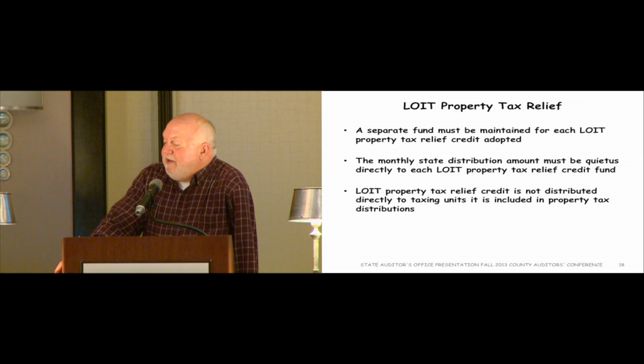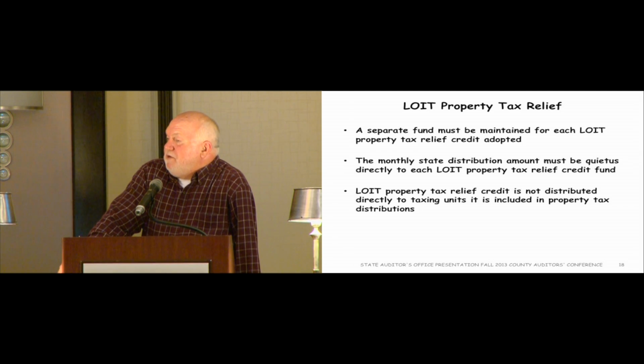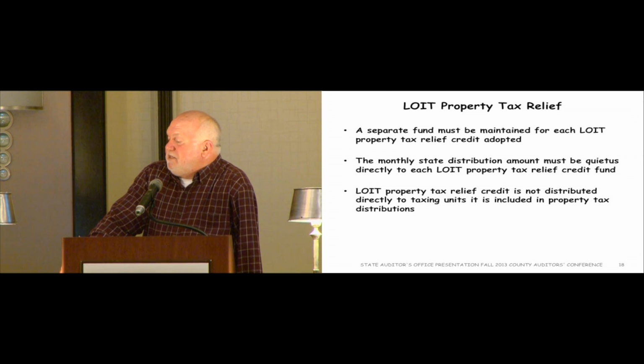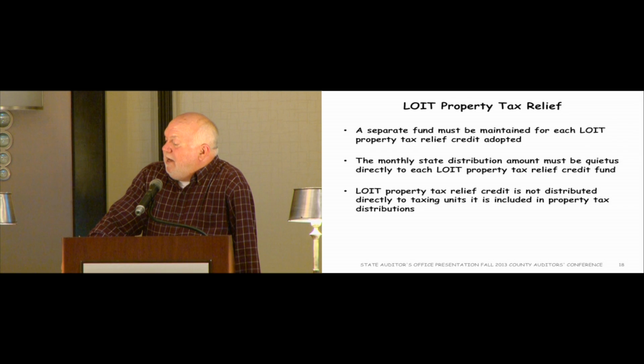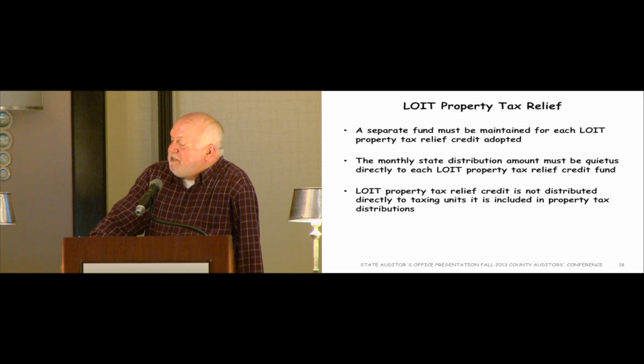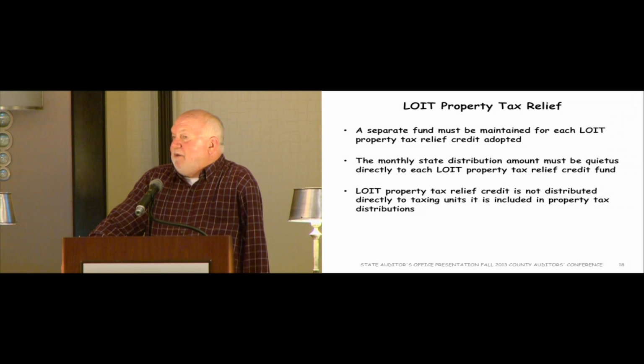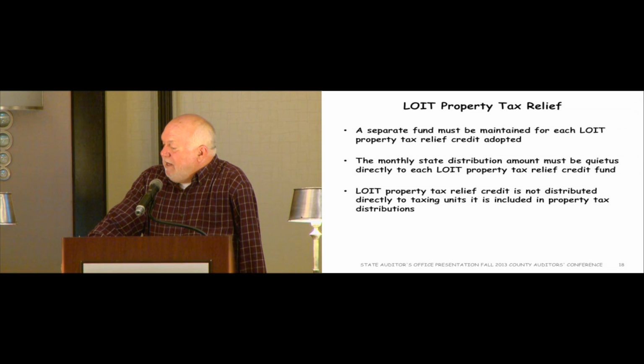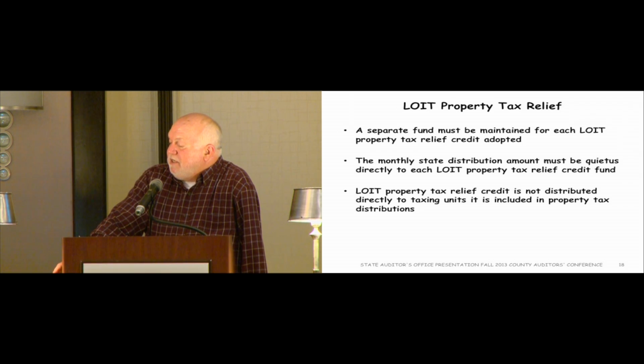You must have a fund for each of those property tax relief credits that you adopt, and the monthly state distribution must be quitted directly to the property tax relief fund. And the property tax relief is not distributed directly to the taxing units. It is included in the property tax distributions at settlement.